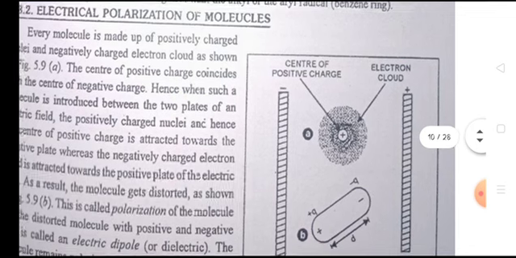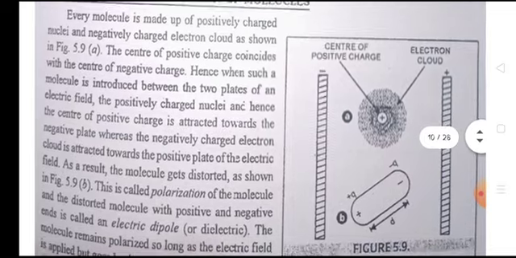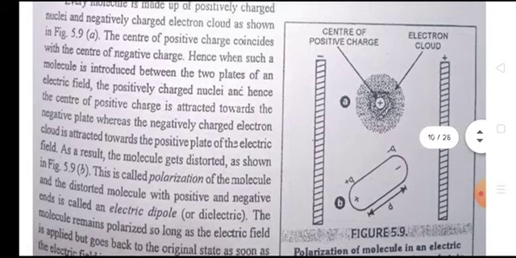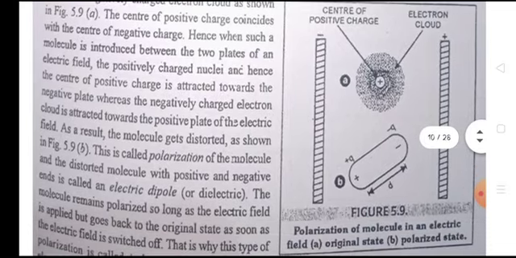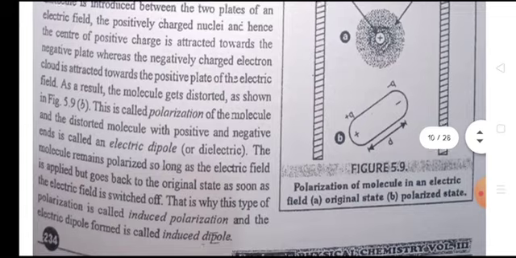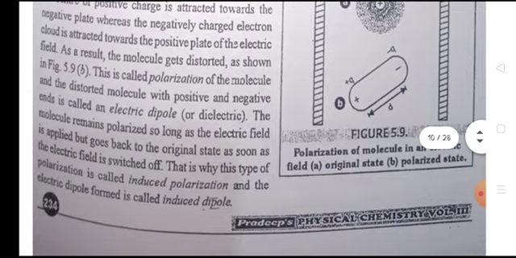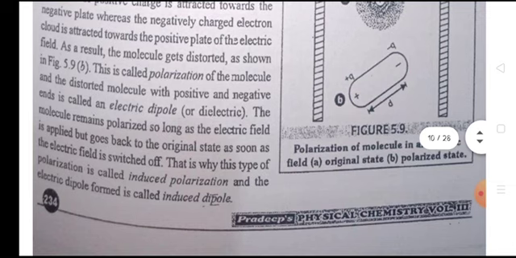Electrical polarization of molecules. Every molecule is made up of positively charged nuclei and a negatively charged electron cloud as shown. The center of positive charge coincides with the center of negative charge. The positive charge is attracted towards the negative plate, whereas the negatively charged electron cloud is attracted towards the positive plate of the electric field. As a result, the molecule gets distorted. This is called polarization of the molecule, and the distorted molecule with positive and negative charge is called an electric dipole.